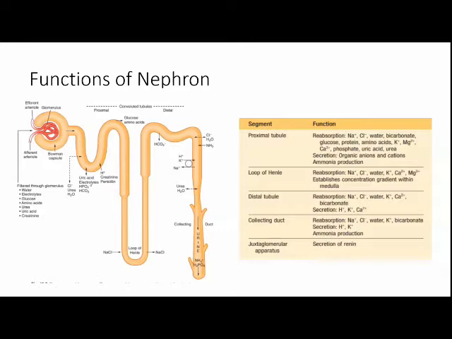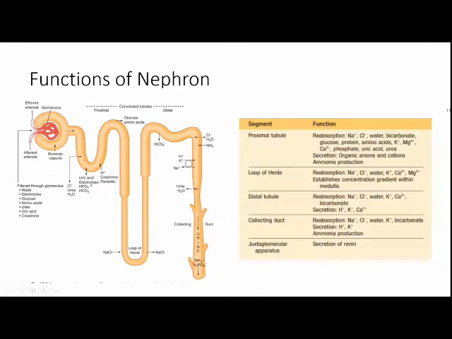In the proximal tubule, the function is reabsorption of sodium, chloride, water, bicarbonate, glucose, protein, amino acids, potassium, magnesium, calcium, phosphate, uric acid, and urea. There is also secretion of organic anions and cations. As it enters the loop of Henle, there is more absorption of sodium, chloride, water, potassium, calcium, and magnesium, and more concentrated urine occurs.